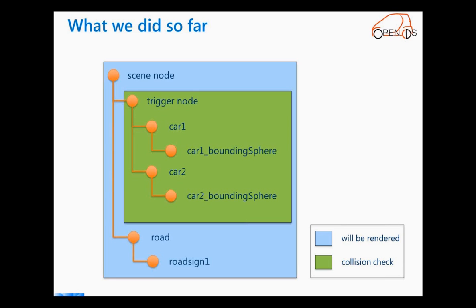However, there is still a small problem with the current implementation, as the collision check only includes the immediate children of the trigger node. So not all the descendants will be checked for collision, but only the immediate children. So this is the car node, but not the bounding sphere. What we would have to do now is a small adjustment to the existing code where we slightly change that behavior.